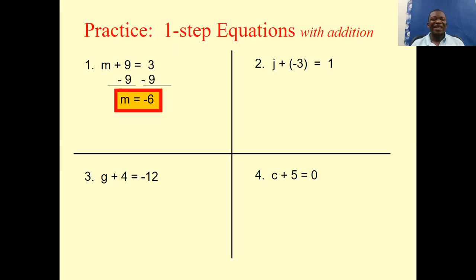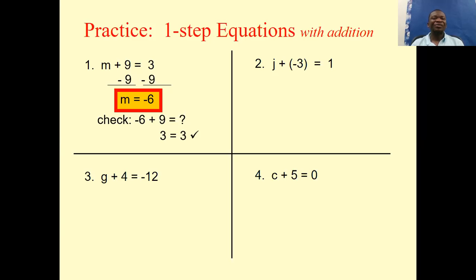We check our answer to see if it is correct. We do that by substituting the value of m equals negative 6 into the original equation. Negative 6 plus 9 gives us 3. The left-hand side is 3, the right-hand side is 3. So it shows that our equation is balanced.